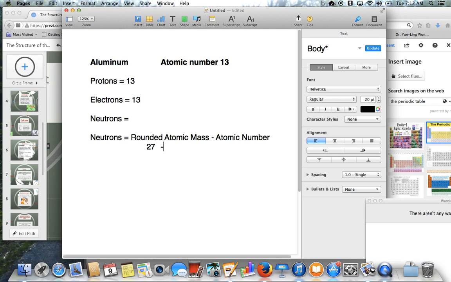We're going to subtract the atomic number, which we already know is 13, which is right here. That means our number of neutrons is 14, because 27 minus 13 gives us 14. So our number of neutrons is 14. Let's do one more.